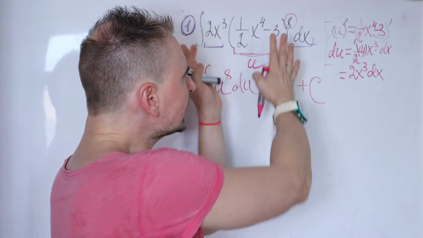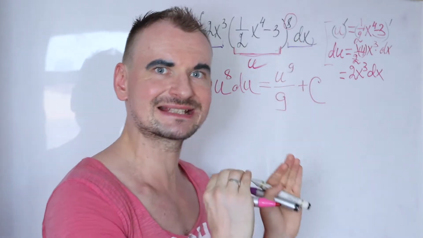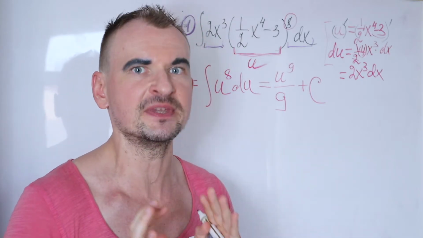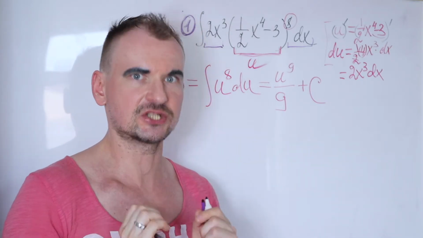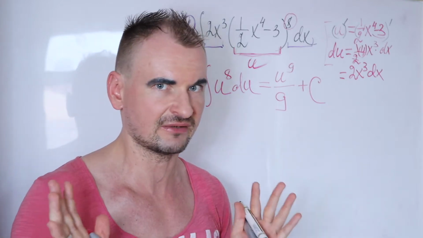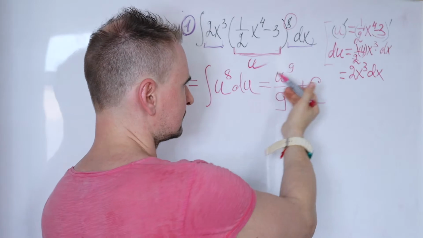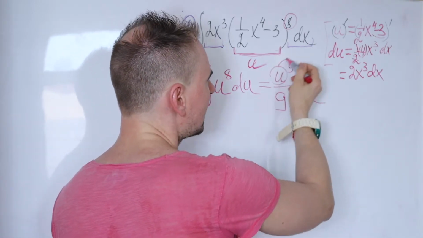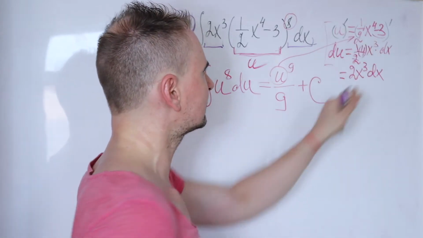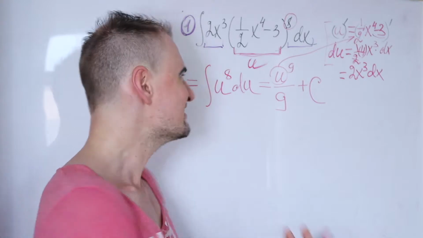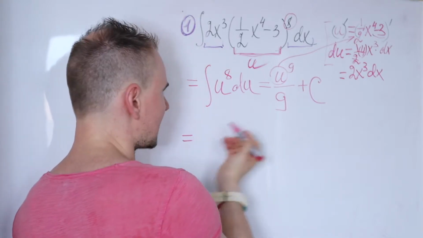Because your original integral is written explicitly in terms of x, your answer has to be written explicitly in terms of x, not in terms of another variable, u, t, or whatever. So we back substitute. Instead of u, I'm just going to write that original expression. This is my favorite part. So the last step, finally the last step.